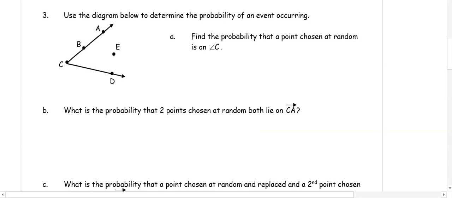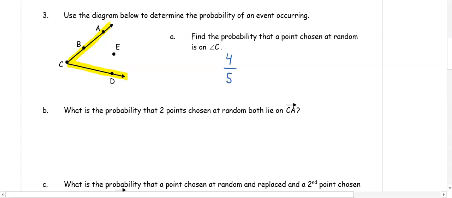In number 3, use the diagram to determine the probability of an event occurring. So find the probability that the point chosen at random is on angle C. So angle C is made up of these 2 rays. And on angle C, we have A, B, C, and D. So there are 4 possibilities out of 5 because E is not on that line.